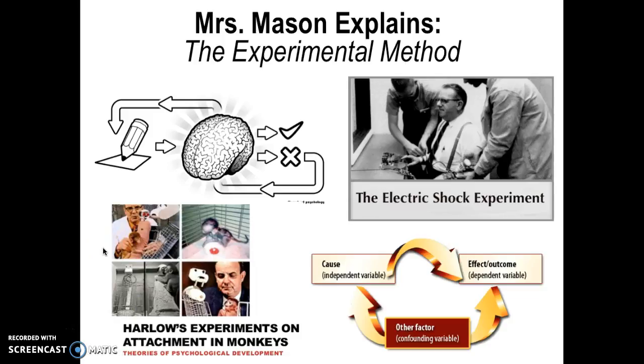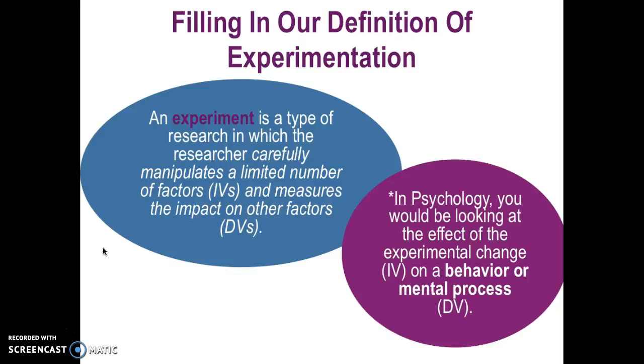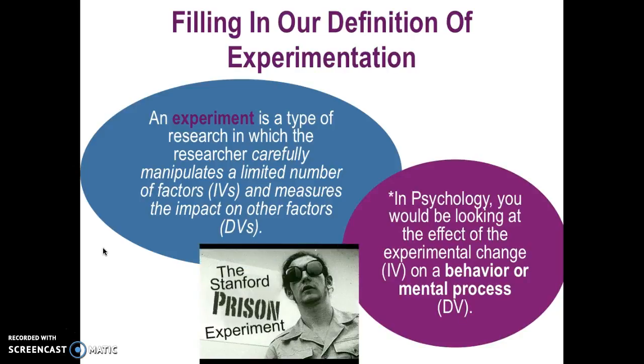All right, so this is the next research method we are going to discuss in psychology. An experiment is simply where a researcher manipulates an independent variable to measure the impact on the dependent variable. In psychology, we're going to be looking at the effect of an experimental change, the independent variable, on a behavior or a mental process, our dependent variable.